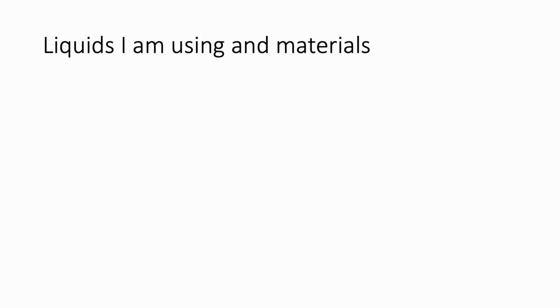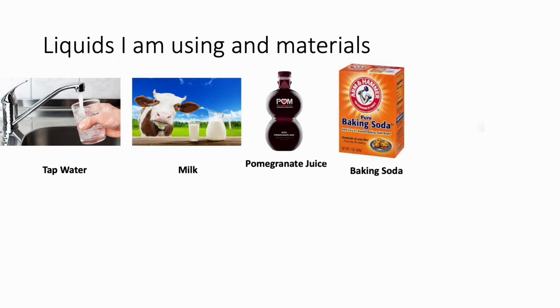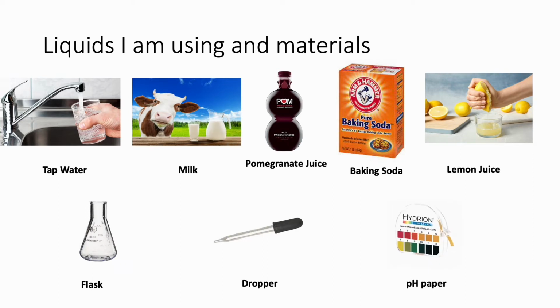These are the things I am using to test the experiment with. I am using tap water, milk, pomegranate juice, baking soda, and lemon juice. The materials I need for this experiment are flasks, droppers, and pH paper. If you don't know, pH paper is a special type of paper that will indicate what the liquid is on the pH scale.